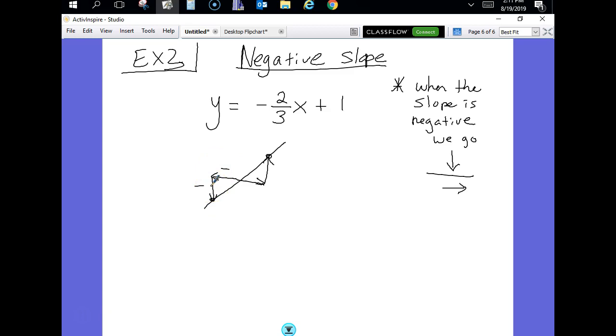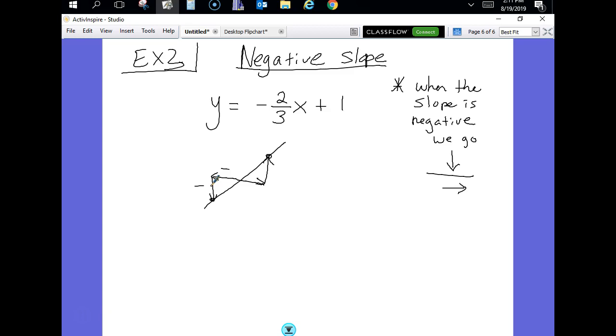So when your slope is negative, you don't go left, okay? You're going to go down and right. Now, for those of you guys that want to be even more confused, not only can you go down and right with a negative slope, but you could also do what? Yes, you could do up and left.